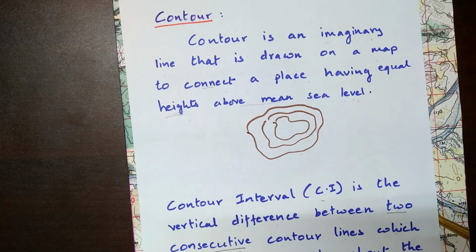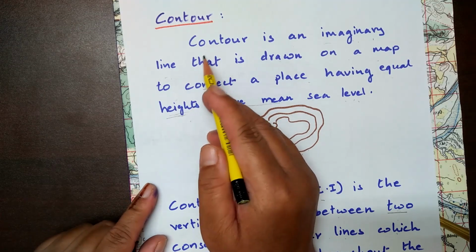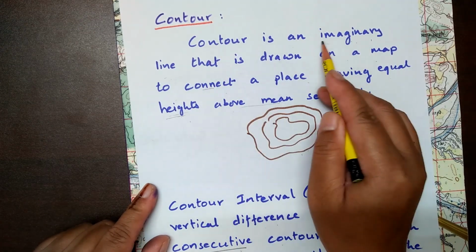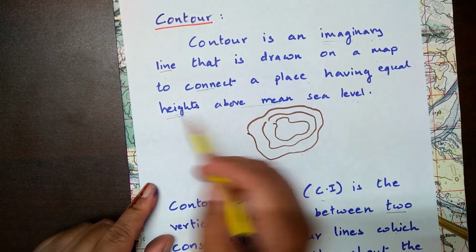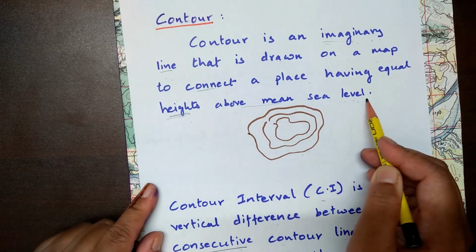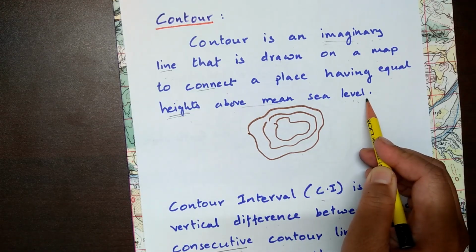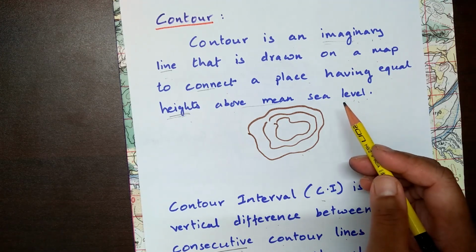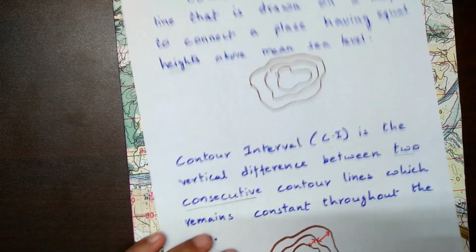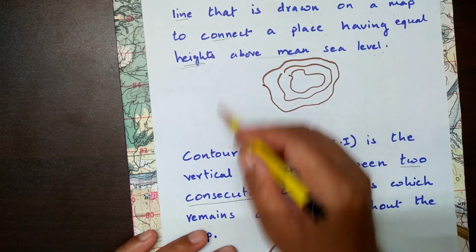Children, in your syllabus it is clearly mentioned that you need to learn the definition of contour and contour intervals. Please be thorough with the definition. When it comes to contour, what do you mean by contour? A contour is an imaginary line drawn on a map that connects places having equal heights above mean sea level. Remember, it denotes the height, the elevation of a place, above the mean sea level. The contour line always connects places which have the same height.